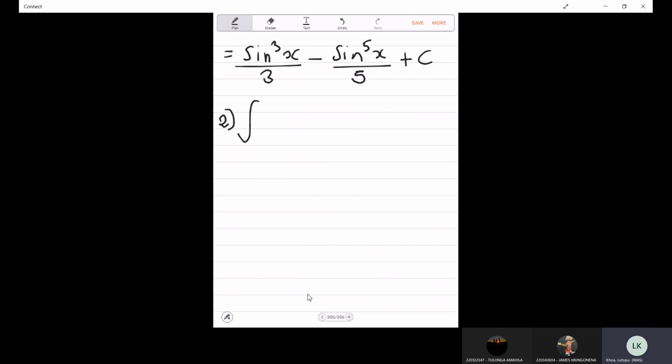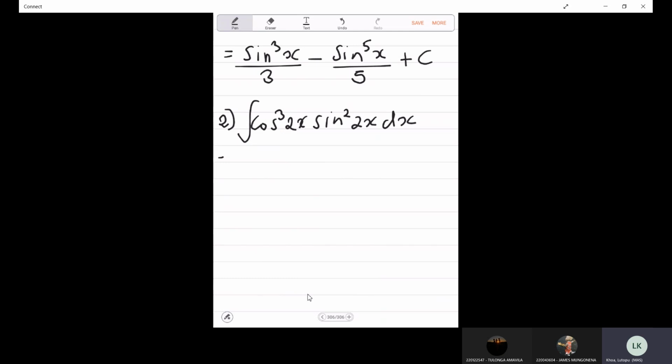The integral of cos to the power of 3 of 2x, and sine squared 2x dx. So here, again, the idea is the same. You can see cos has an odd power, so that odd power is the one that we are going to break up. So we have cos squared times cos, and then the cos squared, we rewrite it in terms of sine squared.